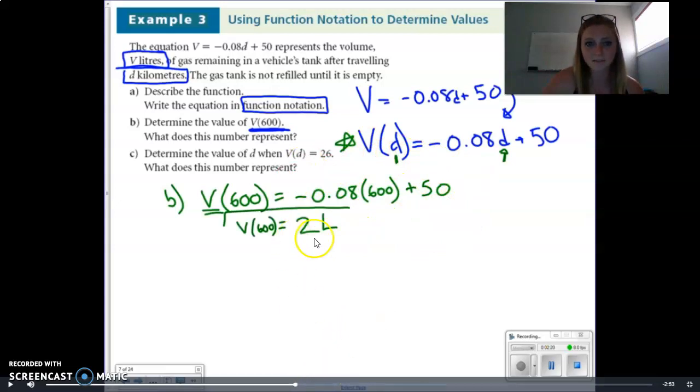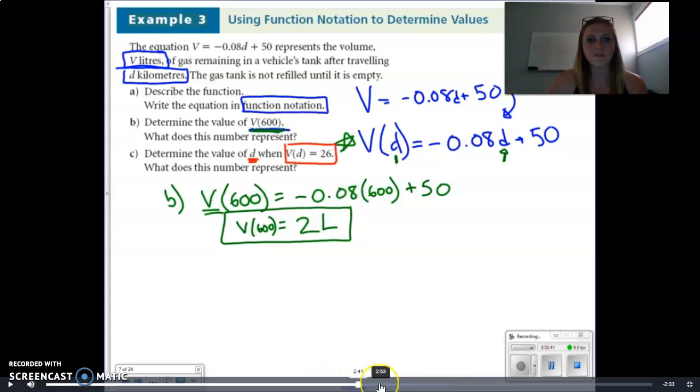So I'm going to skip ahead. What he does is, I guess you just type it into your calculator, negative 0.08 times 600 plus 50 equals 2. The answer is 2. So you have 2 liters of gas left if you've gone 600K. That's one type of equation.